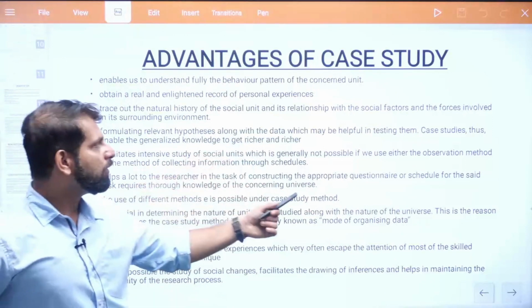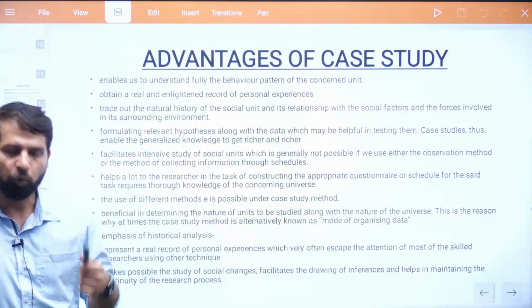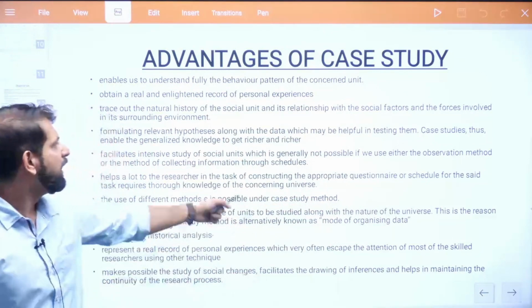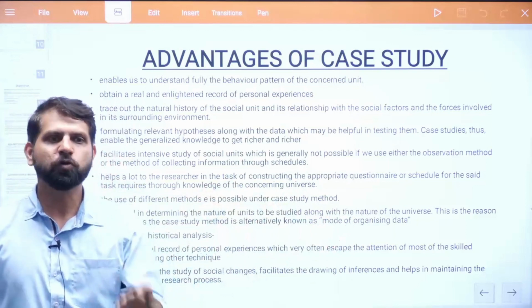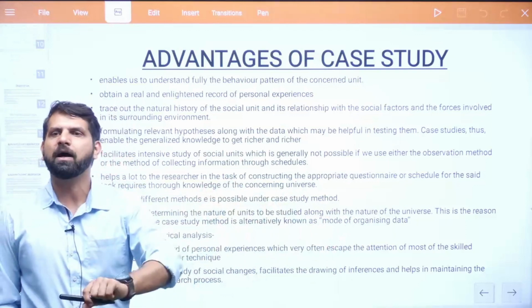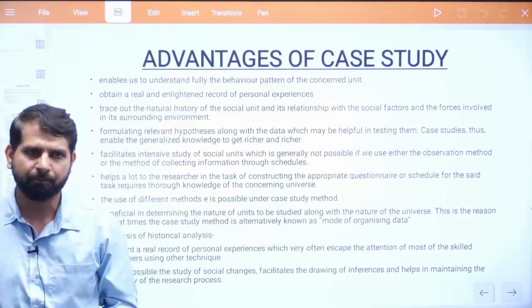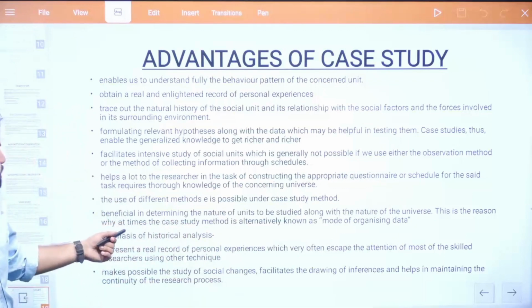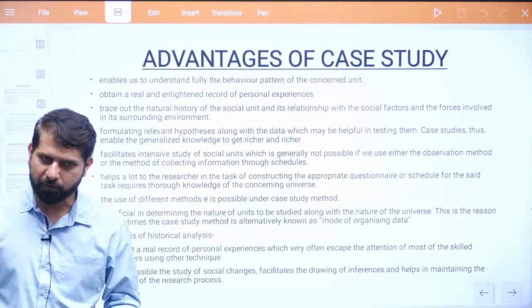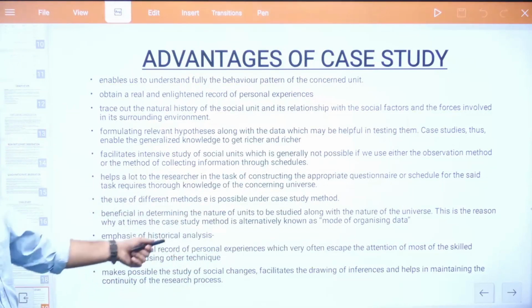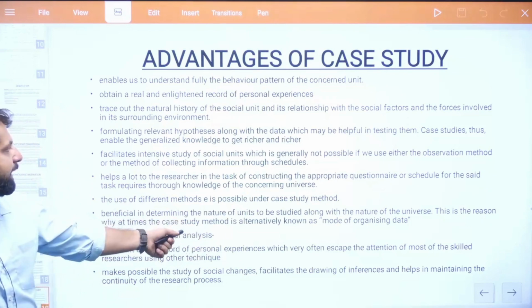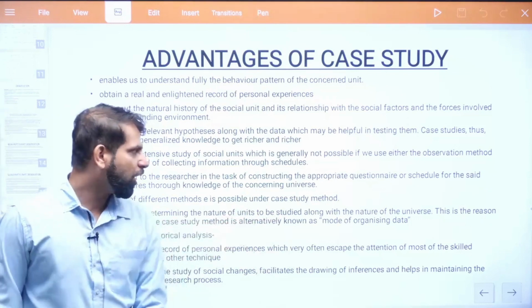If you have good data of a case study, it can also help you in further construction of questionnaires or schedules, because you understand the basic phenomena of social life, how it is working. Again, use of different methods is possible. Triangulation. Beneficial in determining the nature of units to be studied along with the nature of the universe.